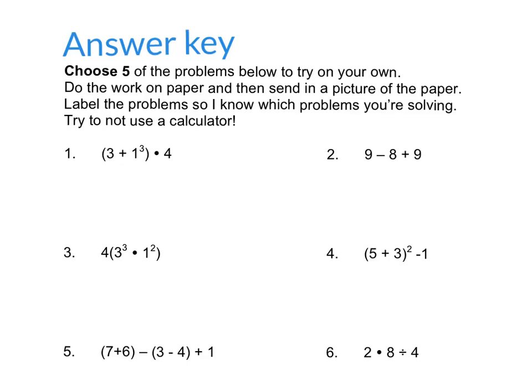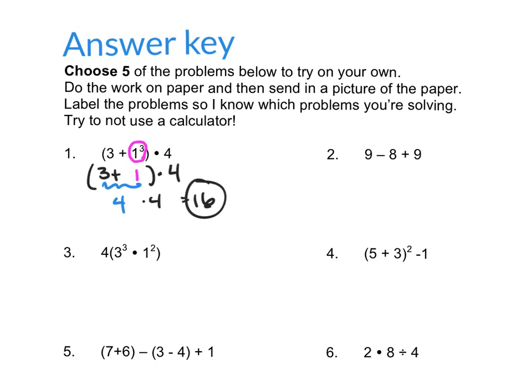Okay, an answer key for this. Number one, we're going to look inside the parentheses first, and we're going to do the exponents first. So that would get me 1. So then I would have 3 plus 1 times 4. Next thing I'm going to do is this right here. So I'd have 4 times 4 is 16.